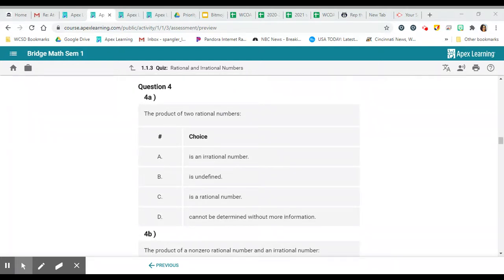Now, number 4. This would be a question that you're going to find on your study guide. So if you look at your study guide 1.1.1 and you scroll to page 3, the product of two rational numbers, it tells you in your study guide that the product of two rational numbers is always rational. So you would find that in your study guide and you would know that your answer is C.